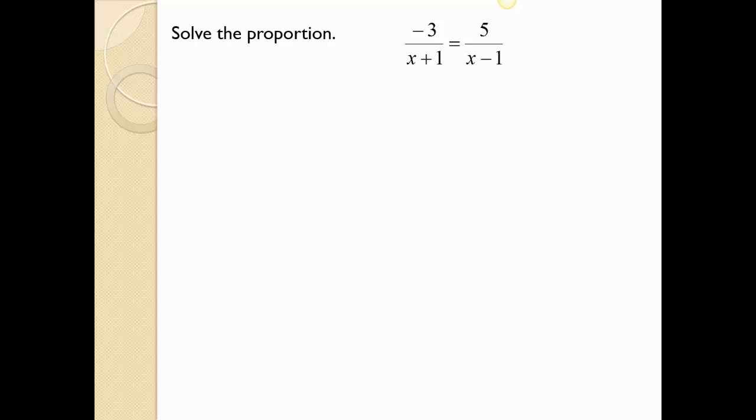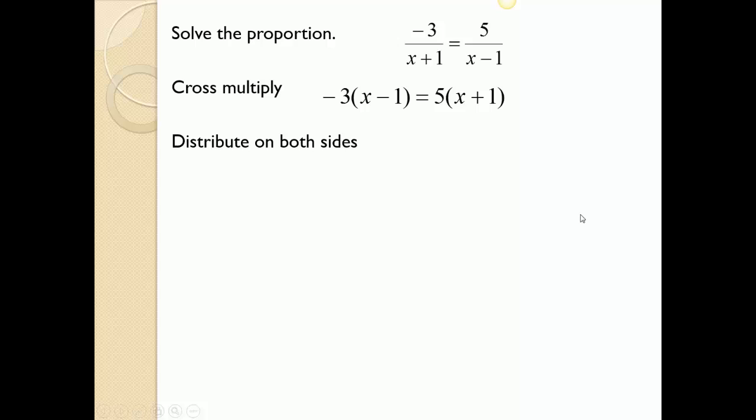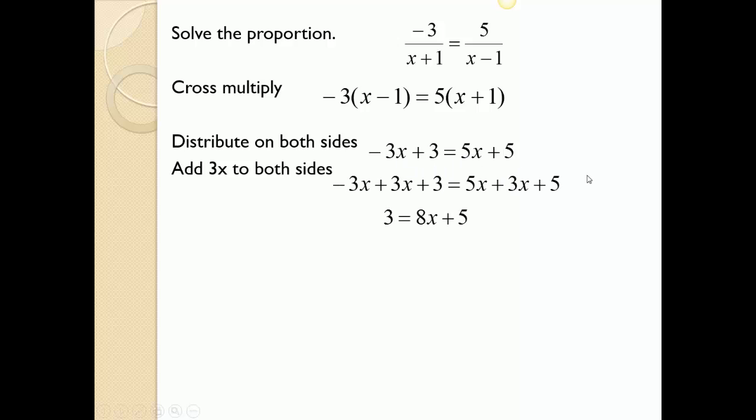This time, notice the variable's in the denominator, but that's okay. We can still solve it. So we're going to cross multiply again. So -3 times the x minus 1 equals 5 times x plus 1. Distribute on both sides. Okay, now we want to combine like terms, so we're going to go ahead and move the x's to the right, and then we'll move the constants to the left.